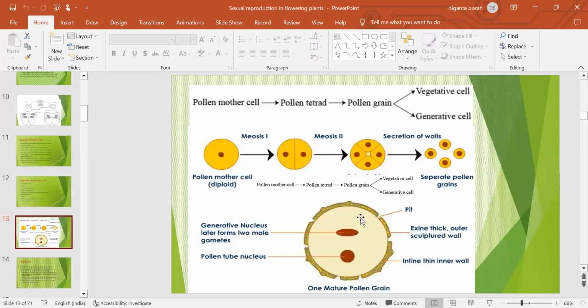Next, this is the structure of a mature pollen grain. This is the outer covering, called exine, and this is called intine. There are two cells. One is called the generative cell or generative nucleus, and another is called the vegetative cell or vegetative nucleus or tube nucleus. Don't get confused, vegetative nucleus or tube nucleus is the same thing. Intine is thin, this inner layer is called intine. The outer layer is called exine.